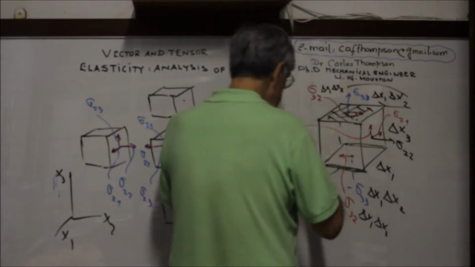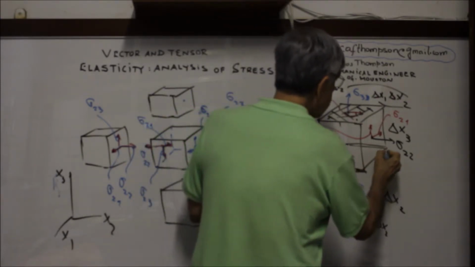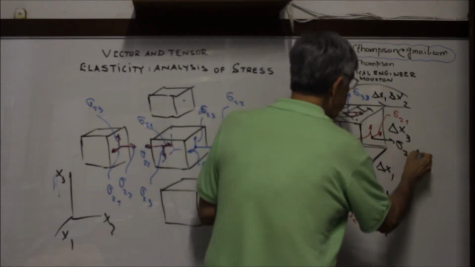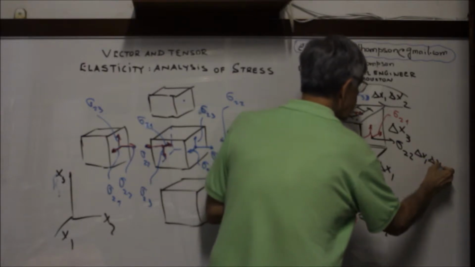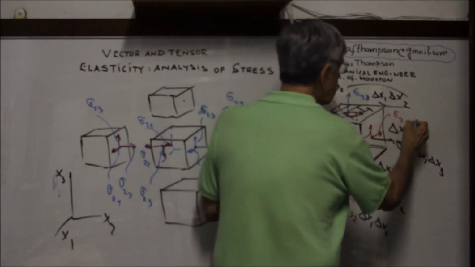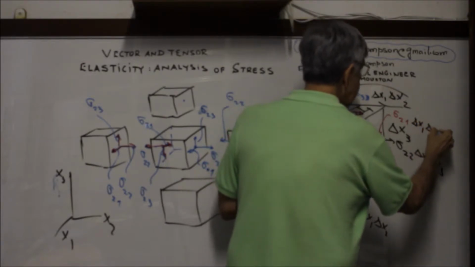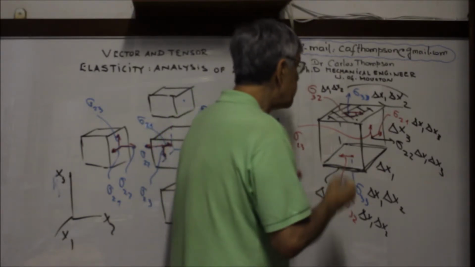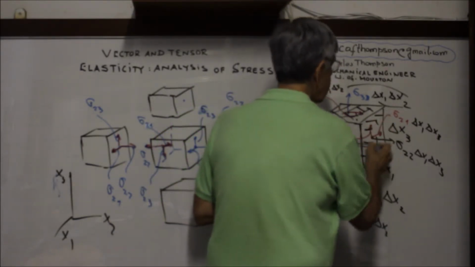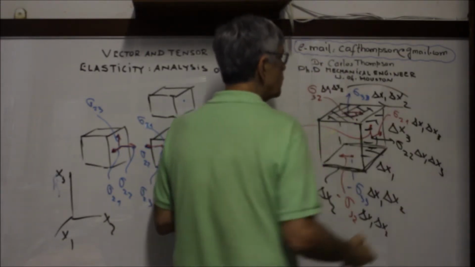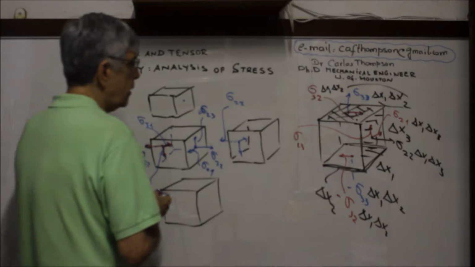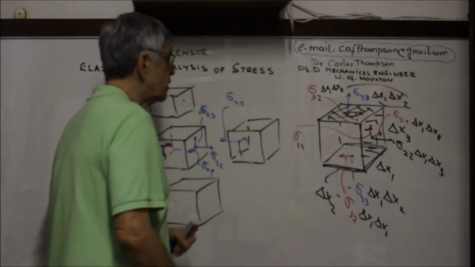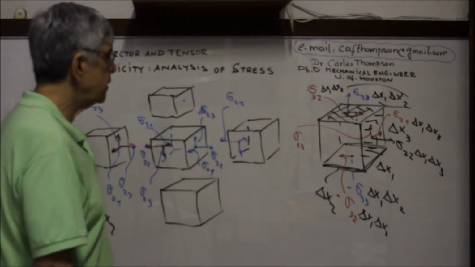Now the force, you must multiply by this area over here, delta x1, delta x3. So this will be sigma 2,2 delta x1 delta x3, like sigma 2,1 delta x1 delta x3. Because stress is force divided by this area, and this area is delta x1 and delta x3. Now we have to fill all these 6 surfaces.